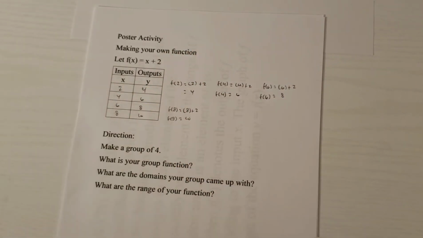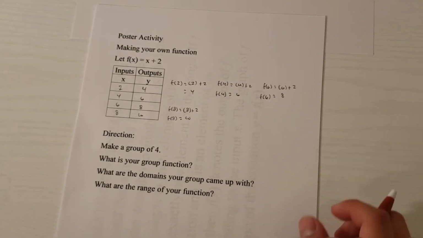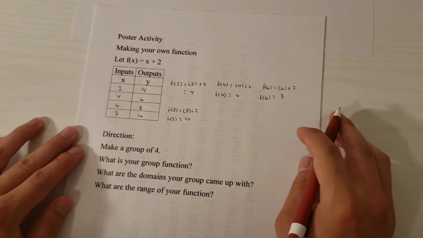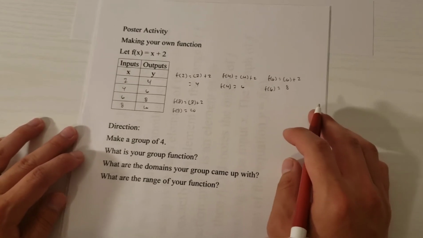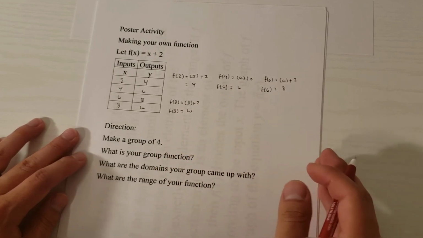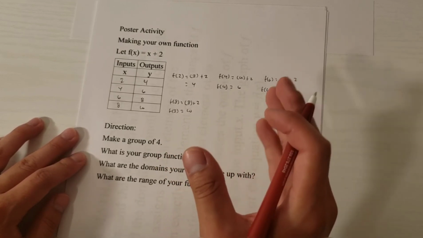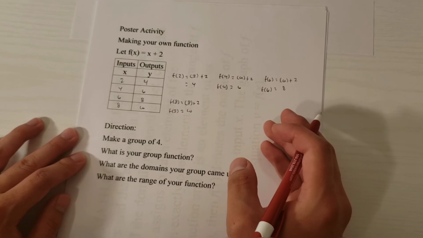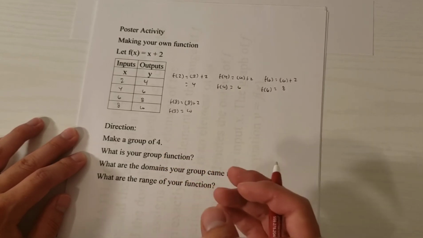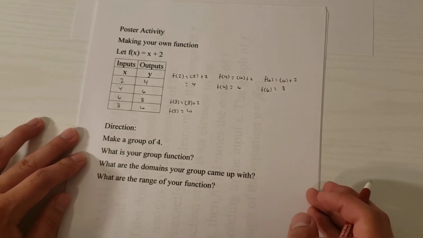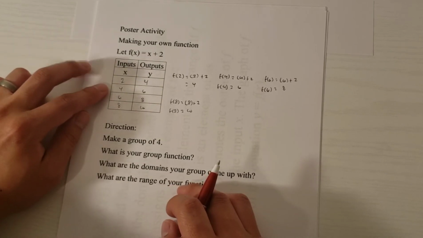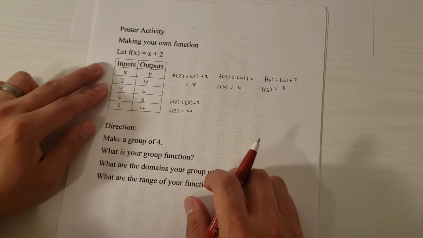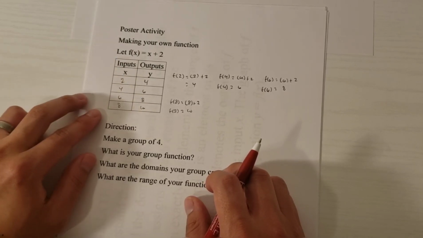So now that I found my inputs and outputs for the numbers I came up with, I'll talk to my group members, and we'll explain on our poster board how we came up with the function and our inputs and outputs. Each student will have their own numbers for the inputs.